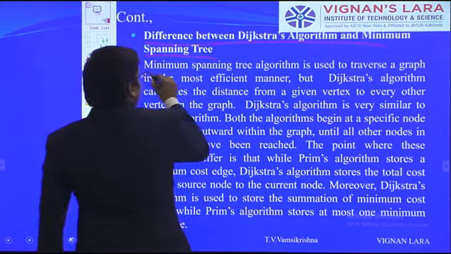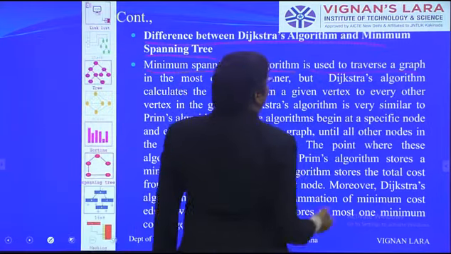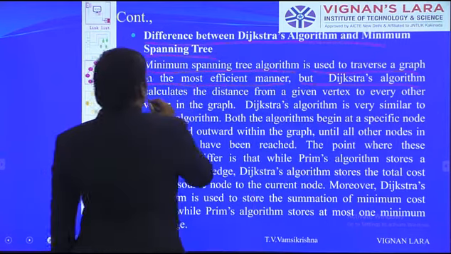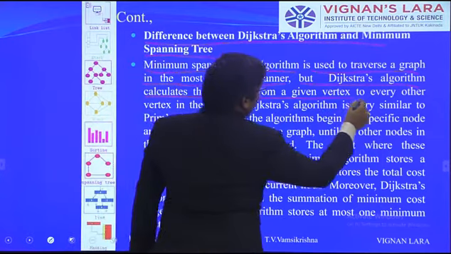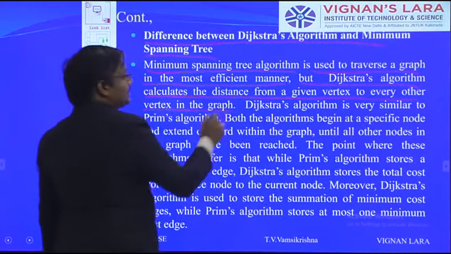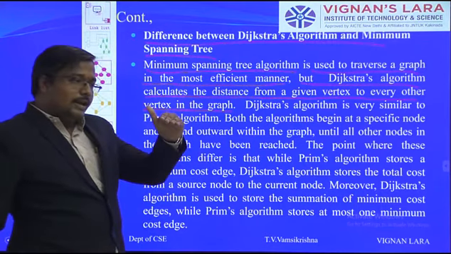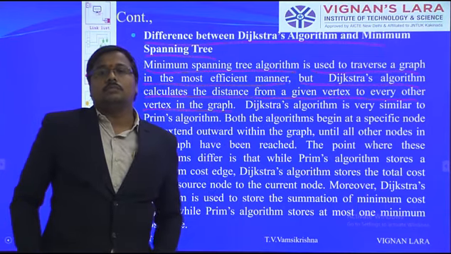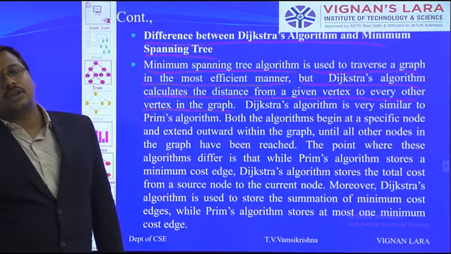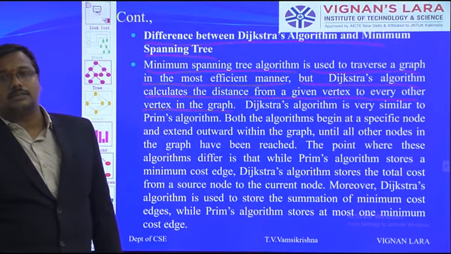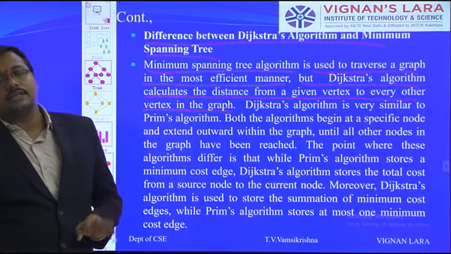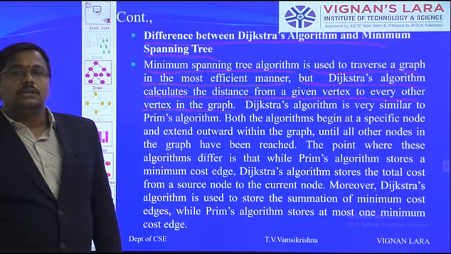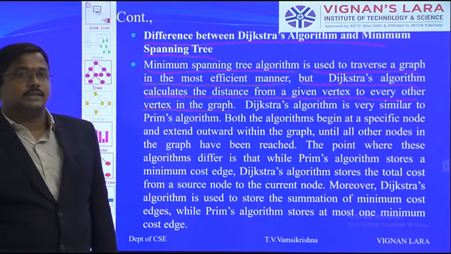The minimal spanning tree algorithm is used to traverse a graph in the most efficient manner, but Dijkstra's algorithm calculates the distance from a given vertex to every other vertex in the graph. The minimal spanning tree objective is to connect all the vertices in the graph with minimum cost edges. But Dijkstra's refers to the shortest path from a particular source vertex to the corresponding vertex, and the objective is to find the shortest distance to the other vertices.